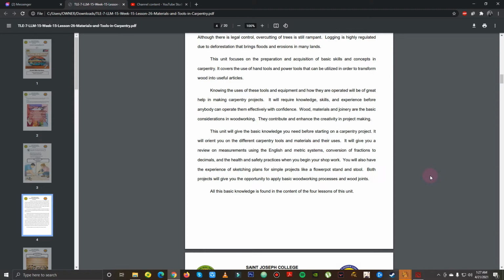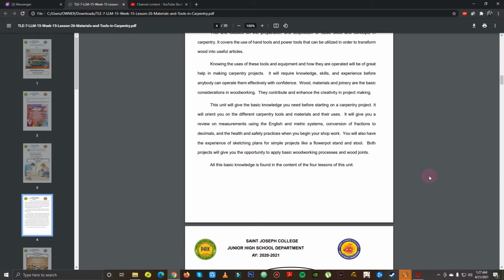It will give you a review of measurements using the English and metric systems, conversions of fractions to decimals, and the health and safety practices when you begin your workshop work. You will also have the experience of sketching plans for simple projects like a flower pot stand and a stool. Both projects will give you the opportunity to apply basic woodworking processes and wood joints. All this basic knowledge is found in this content and the 4 lessons of this unit.